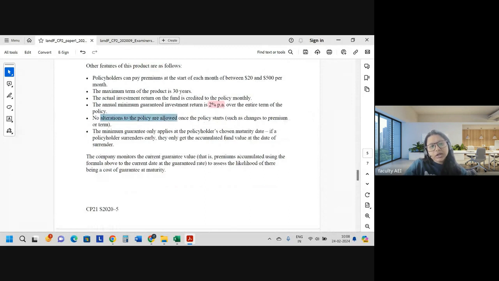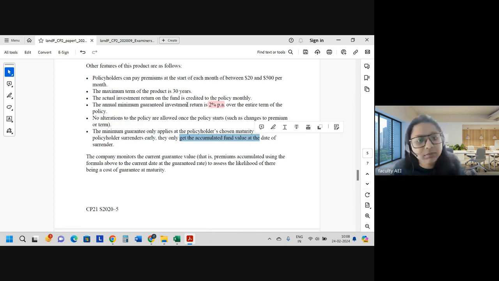No alterations to the policy are made during the year. Or whenever the policy starts, the minimum guarantee applies at the policyholder's chosen maturity date. If the policyholder surrenders early, then only the accumulated value is paid. So no surrender minimum guarantee is given on surrender basically.